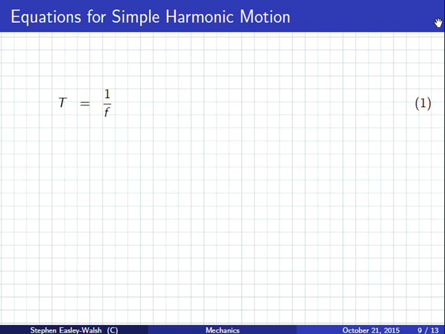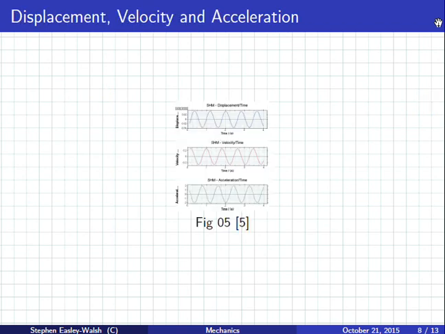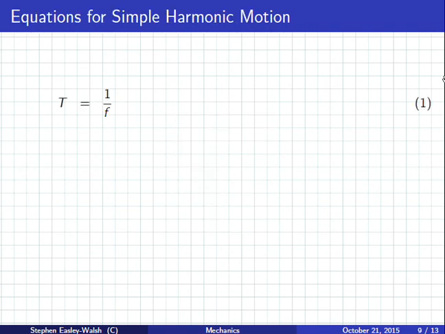Okay, going on. So we have some formulas here. The first one, please write this down: T equals 1 over F. Second one, also the same: T equals 2 pi over omega. Now I think we start to get different. Number 3, the acceleration is now minus omega squared x.